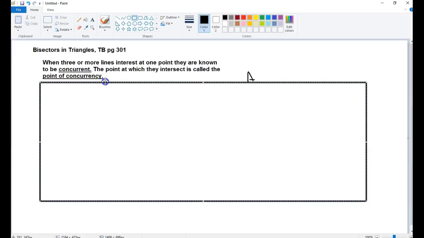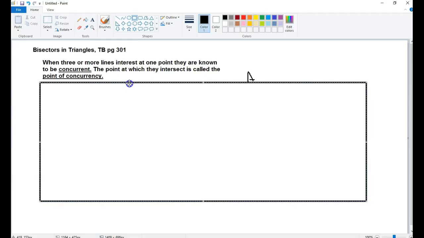Hey guys, we're going to start the new section on bisectors and triangles on textbook page 301. Alright, the first part, just forewarning you guys, there's a lot of vocabulary in this section and a lot of new terms with those vocabulary words.